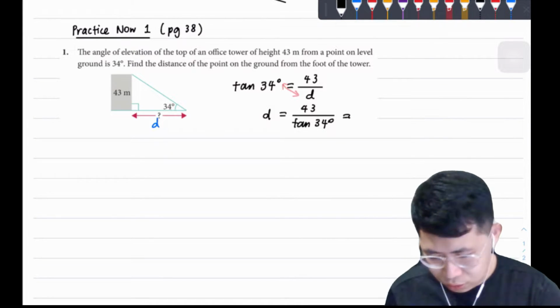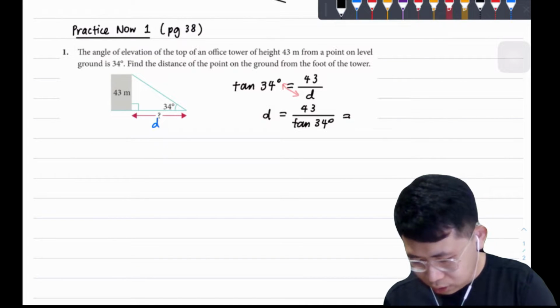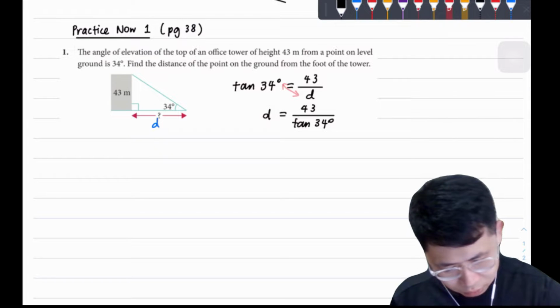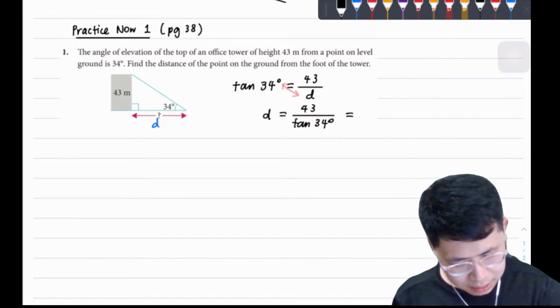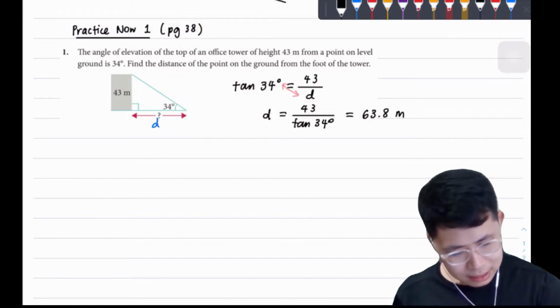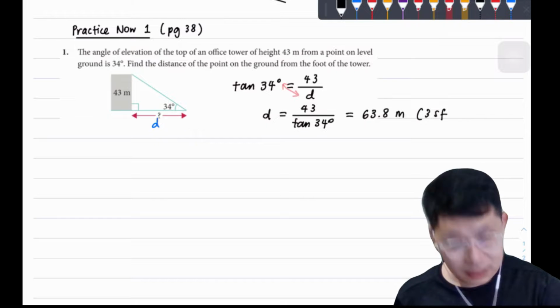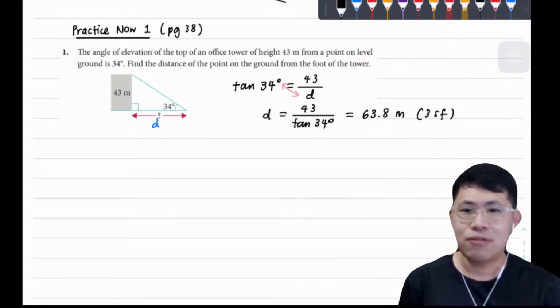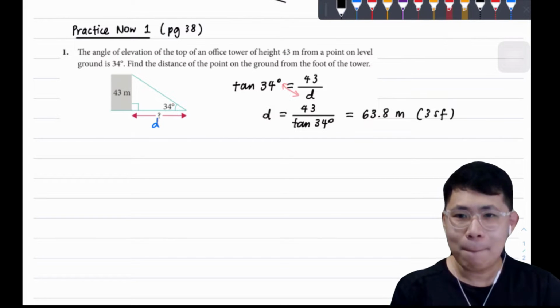So 43 over tangent of 34. Make sure your calculator is in the correct mode before you start. So this is going to give me 63.8 meters, and this is in 3 significant figures. Okay, so there we go. This is our first question, question 1.